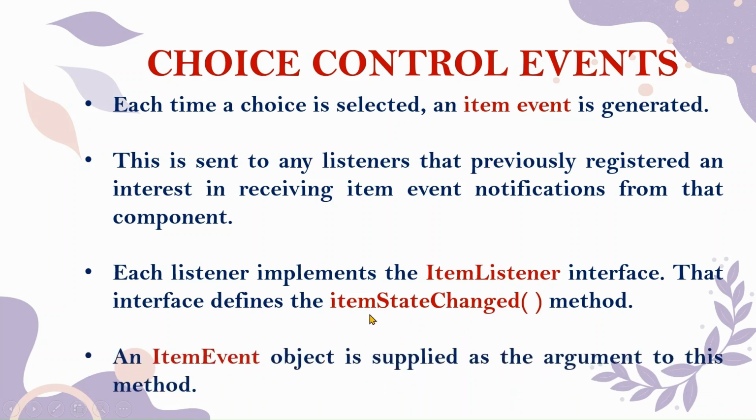Now when you go for itemStateChanged, there is one parameter called ItemEvent that you need to pass here. So an ItemEvent object is supplied as the argument to this method, because this needs to handle only the item event. So that should be the parameter in this itemStateChanged method.